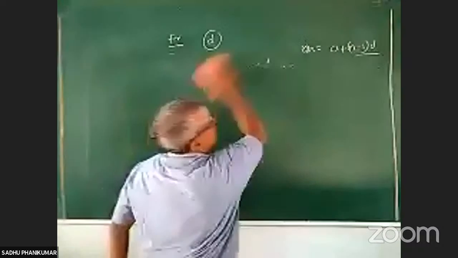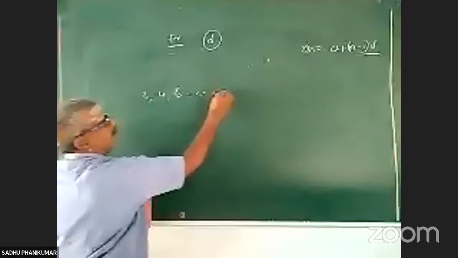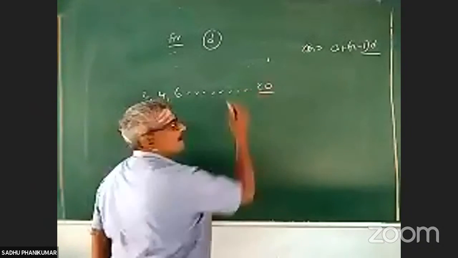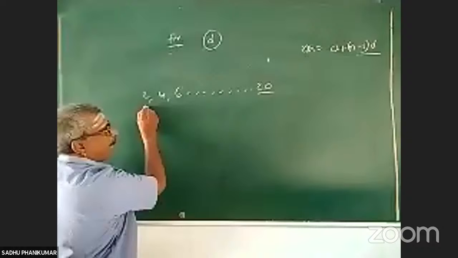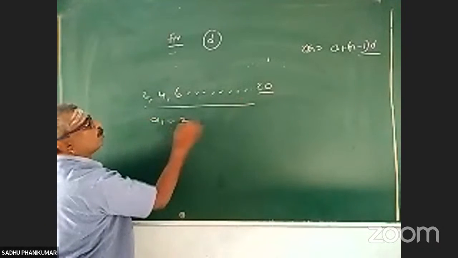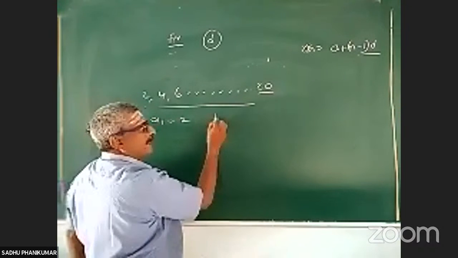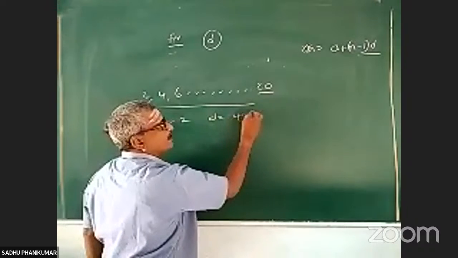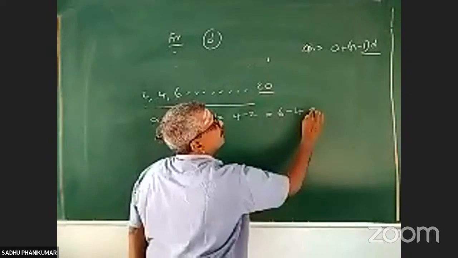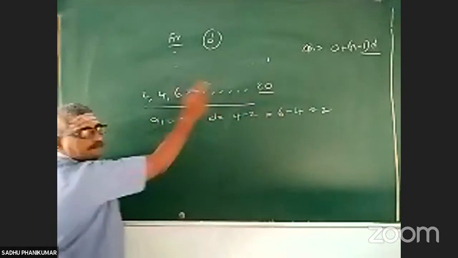Suppose here is one AP, 2, 4, 6, up to 20. That means in this AP, if you observe, a1 is equal to 2, the first term is 2, and the common difference d is equal to 4 minus 2, or 6 minus 4, which is equal to 2. Now, here it is an AP.